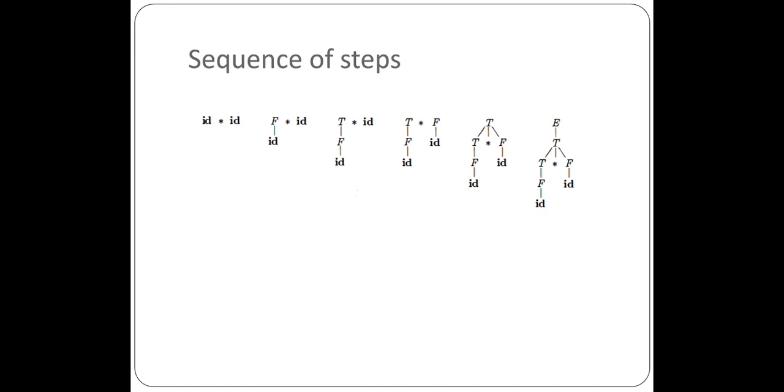In the fifth step, T * F together will be reduced to capital T. Using T gives T * F, we convert T * F to capital T, and finally this capital T will be converted to capital E. Now we have reached the start symbol, capital E. So we started from id * id and moved towards the topmost start symbol, capital E.